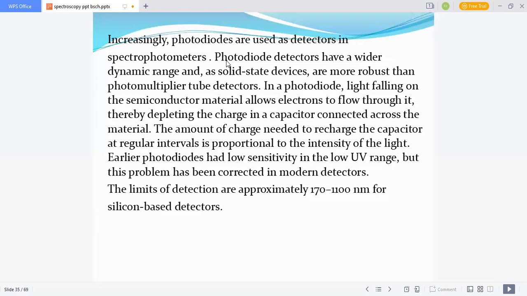Increasingly, photodiodes are used as detectors in spectrophotometers. Photodiode detectors have a wide dynamic range and, as solid state devices, are more robust than photomultiplier tube detectors. In a photodiode, light falling on the semiconductor material allows electrons to flow through it, thereby depleting the charge in a capacitor connected across the material. The amount of charge needed to recharge the capacitor at regular intervals is proportional to the intensity of the light. Earlier photodiodes had a loss in sensitivity in the low UV range, but this problem has been corrected in modern detectors. The limit of detection is approximately 170 to 1100 nanometers for the silicon based detector.